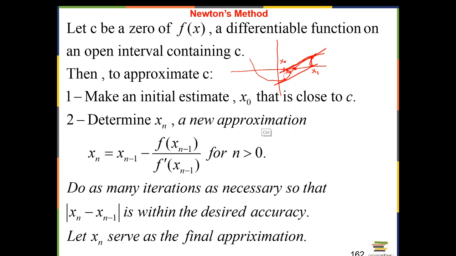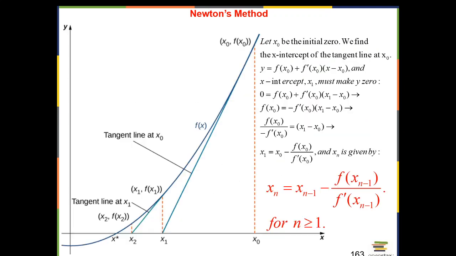And the accuracy is basically the difference between the last two that you find. Let's say you do it 10 times. So this is x sub 9 and x sub 10. And then the difference between these two, absolute value, you want it to be smaller than, let's say, I don't know, 0.001 or something, 3 decimal places. And then you stop once you have that. Okay, so let's see where the formula comes from, and then explain the process here.